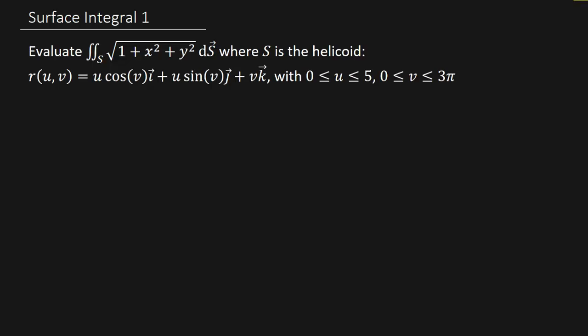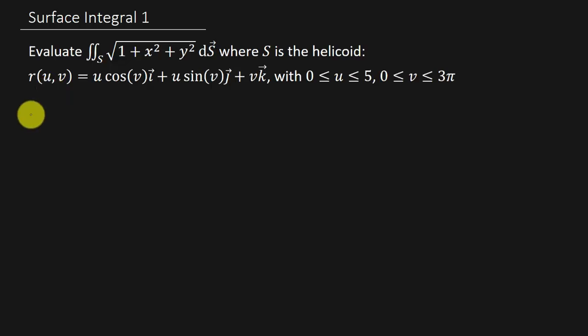In this video, we're going to evaluate the surface integral where S is the helicoid, R of u,v equals u cosine v i plus u sine v j plus v k, where u is between 0 and 5 and v is between 0 and 3 pi. All right, so what we need to do here, notice they give us R. So we need the cross product of RU and RV.